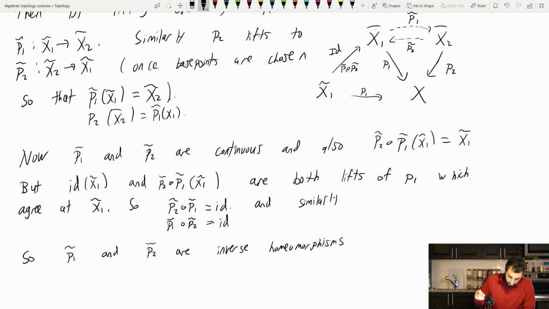And there you have it. These two spaces are covering space isomorphic. The fact that they commute with the maps tells you that they're covering space maps, and this tells you that they are homeomorphisms. So this was all with keeping track of a base point. Now let's relax that condition and we'll get our final classification theorem for covering spaces.